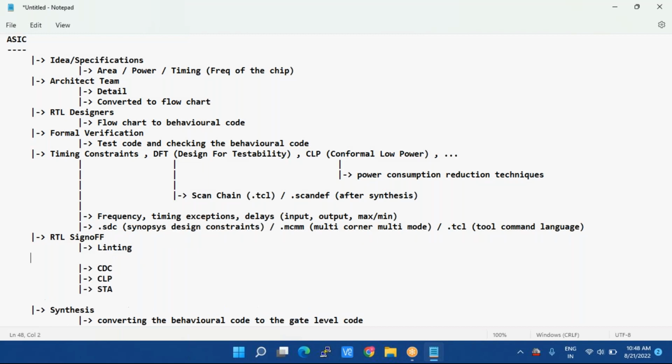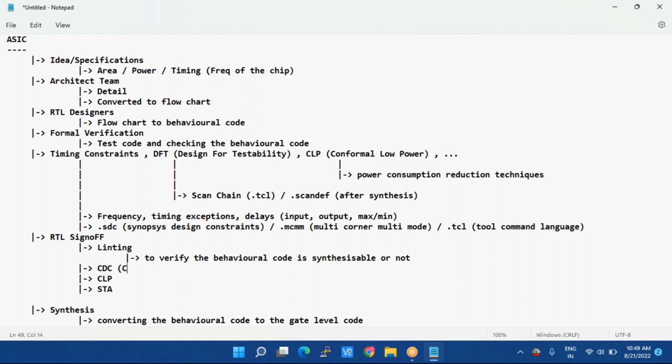So linting is a check to verify whether the behavioral code is synthesizable or not. It checks that particular task. And in the linting stage, the tool which we are going to use can be used in different ways, but linting verifies whether the behavioral code is synthesizable or not.